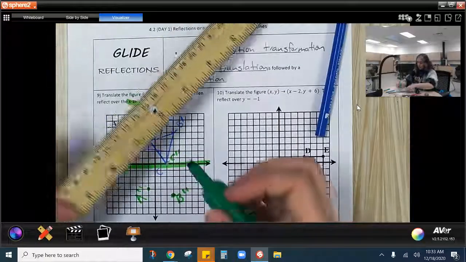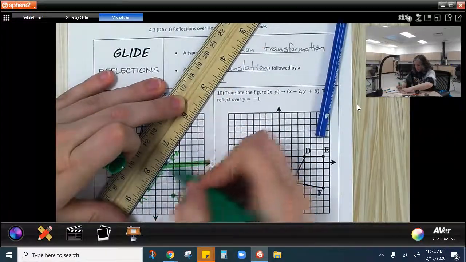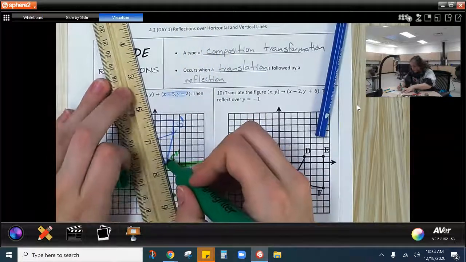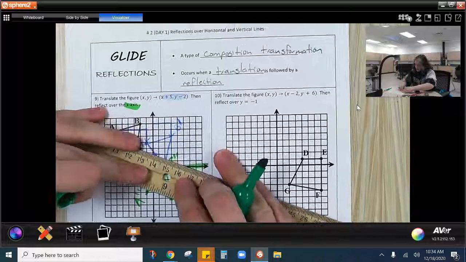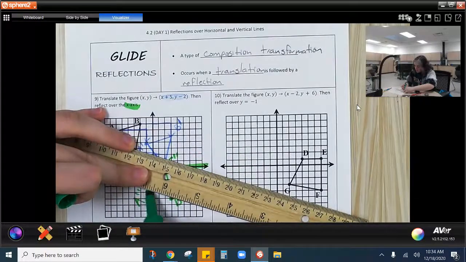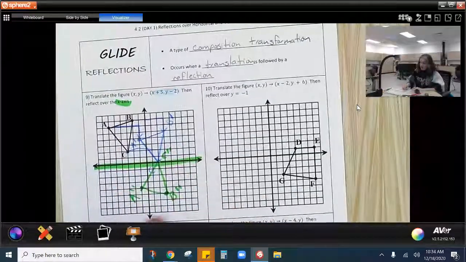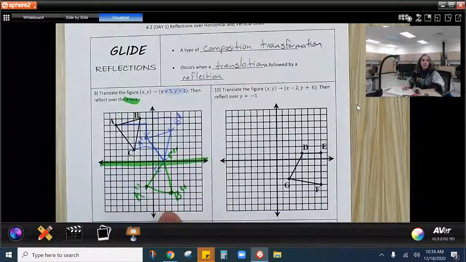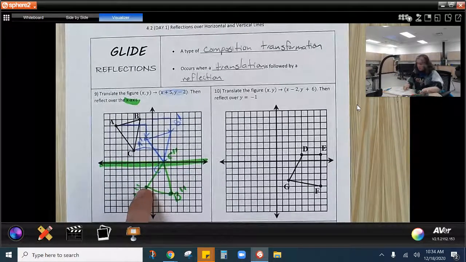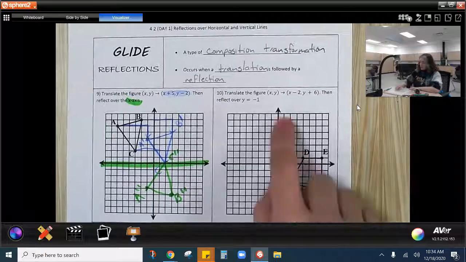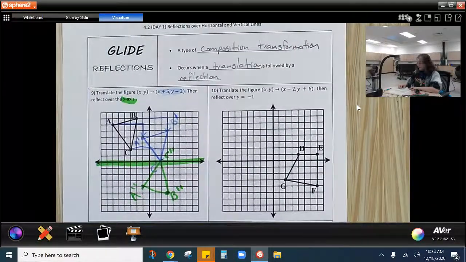So our new triangle is right here. Doing my best to keep straight lines. There we go. So that's our new triangle, and this is our final one: A double prime, B double prime, C double prime. And like I said, that's a double prime. So for this one, we can do one more together, and then I'll have you practice a few, all right?